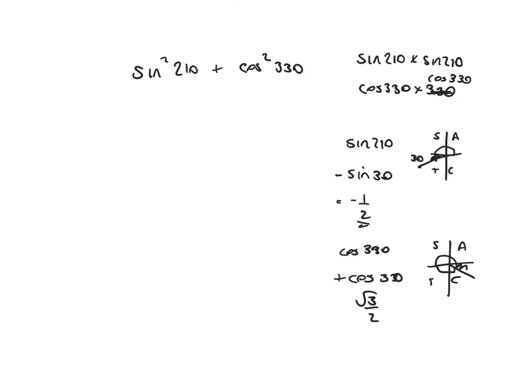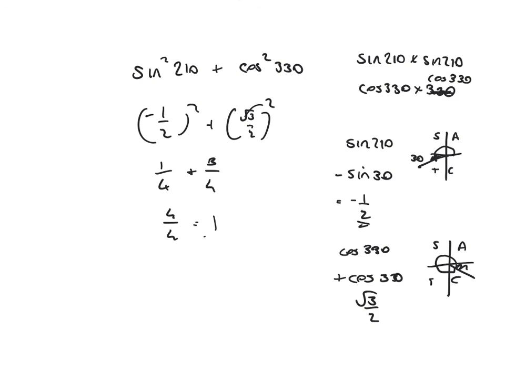Okay, so we've got minus 1/2 all squared plus root 3 over 2 all squared. So squaring a negative, we get positive. Square top and bottom, that's 1/4. Root 3 squared is 3 and 2 squared is 4. So 1/4 plus 3/4, which is 4/4, which is 1.